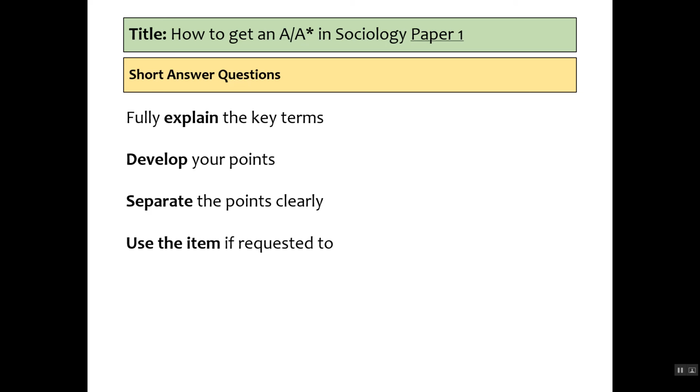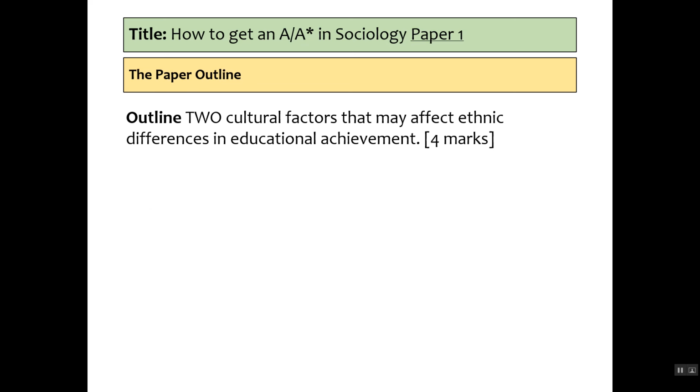Now, for the short answers, there are 4 key things to remember. Fully explain your key terms. Do not give me a simple one-word answer. You will not get credit for it. Develop your points for 2 marks. Separate the points clearly. If it's asked for 2 points, make it exceptionally clear that you have written 2 points, and use the item if ever requested to do so.